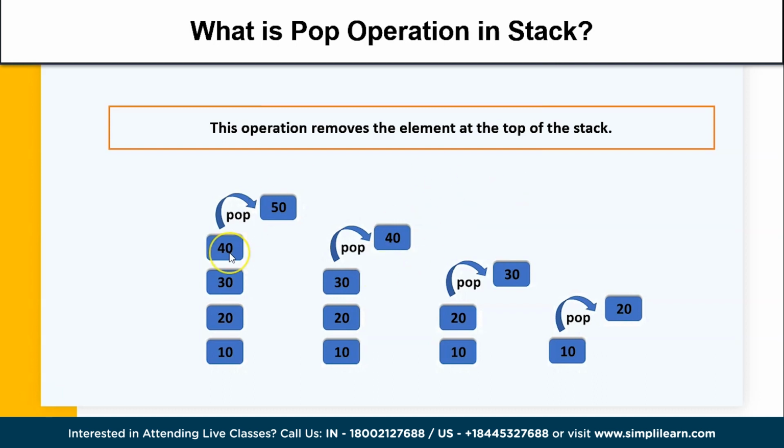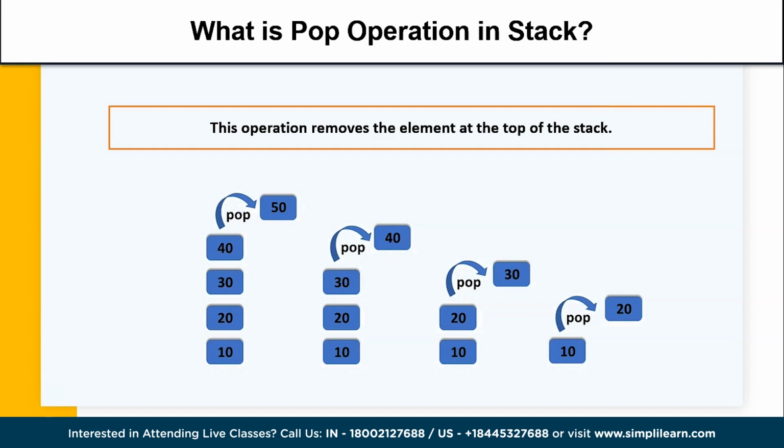So in this example, since we had 10, 20, 30, 40, 50 in our stack, I am removing the topmost element, which is 50. Then it becomes 10, 20, 30, 40. Now similarly, I'm removing 40 as well, and then I'm removing 30, and finally 20 as well. So this is the pop operation, where we are removing elements from the top of the stack.